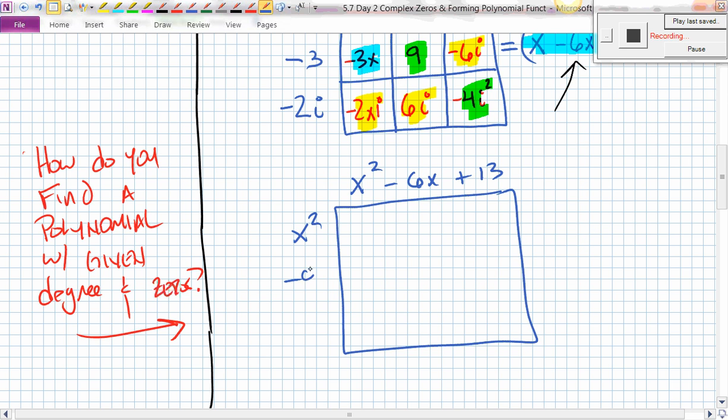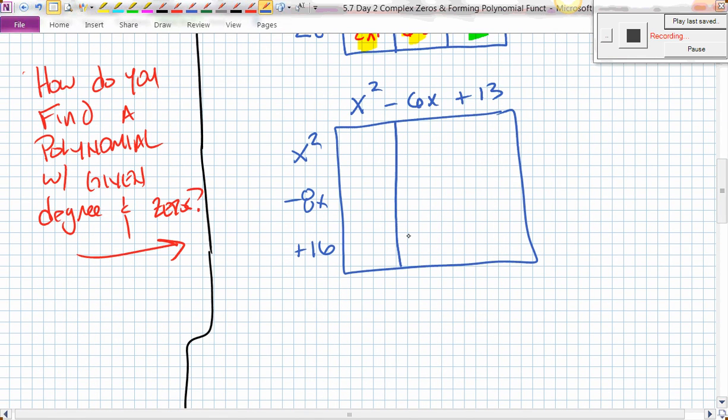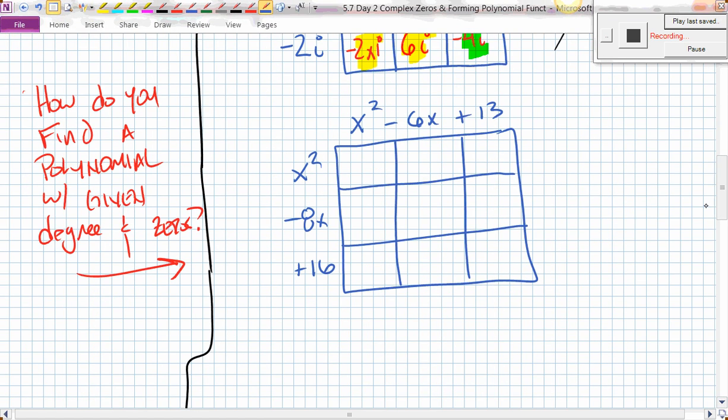x squared minus 8x plus 16. Is that right? Yep, there it is. Okay, here we go. And so far, when I'm done with this, I should have a polynomial function with a degree of 4. So hopefully that'll start to make itself apparent here.